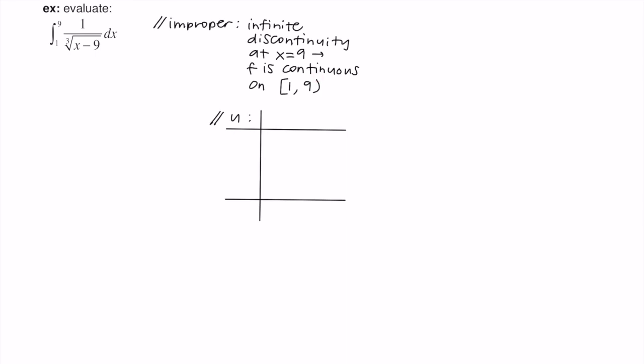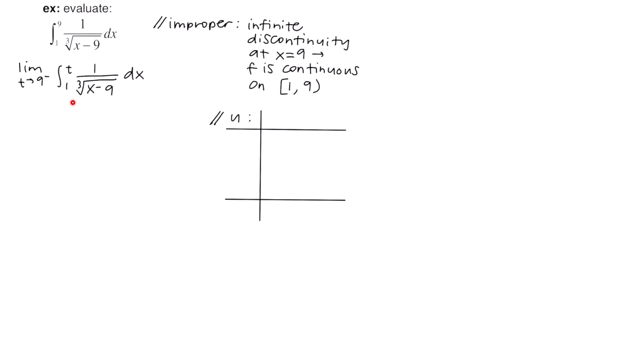Therefore, f is going to be continuous on the interval from 1 inclusive to 9 not inclusive. So we're going to replace this 9 with t, and we're going to bring a limit in front. So again, we're talking about the integral from 1 to 9, and 9 is the value that causes the issue here. So we replace the 9 with t, and we say the limit as t approaches 9 from the left, because you're going from 1 to 9, and you're approaching 9 from the left.